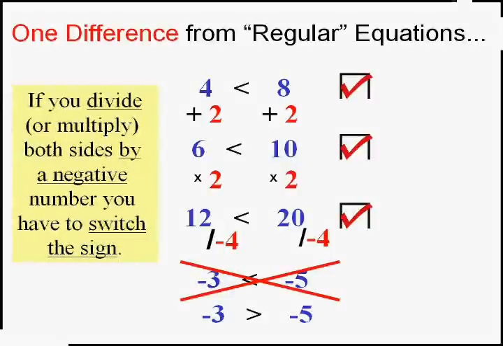Oh, right, guys. Well, what you're going to have to remember is, if you divide or multiply both sides by a negative in an inequality, you're going to have to switch the sign. That's the one difference. If you divide, and probably division is what you're doing, if you divide both sides by a negative, then you'll have to switch the sign to keep the truth.